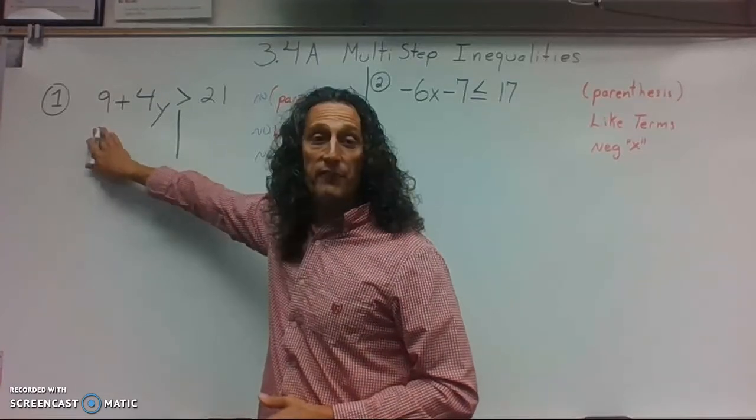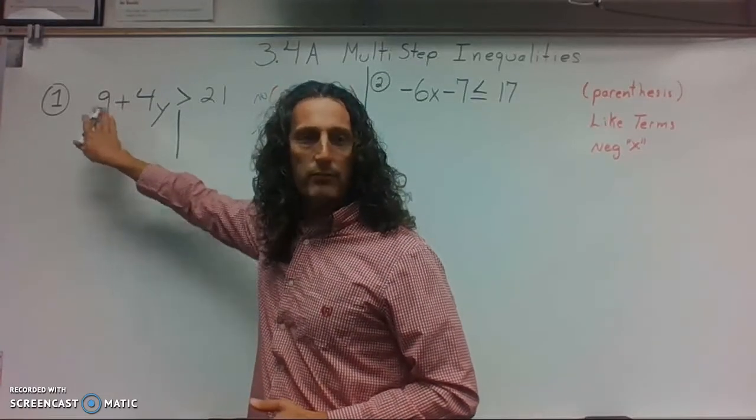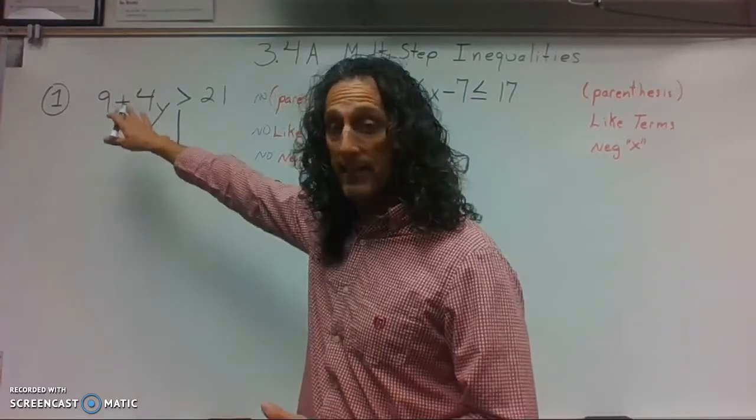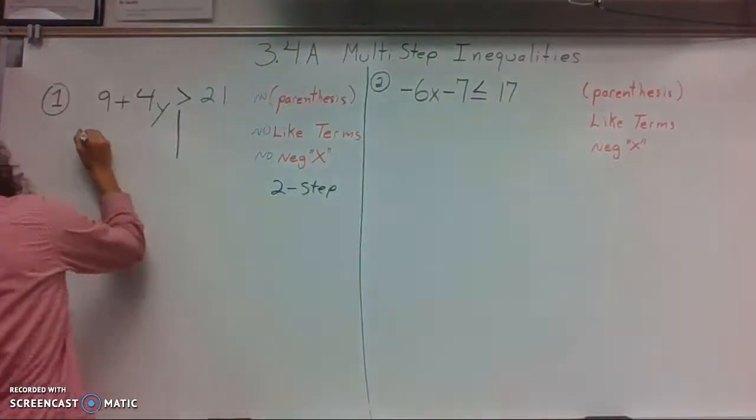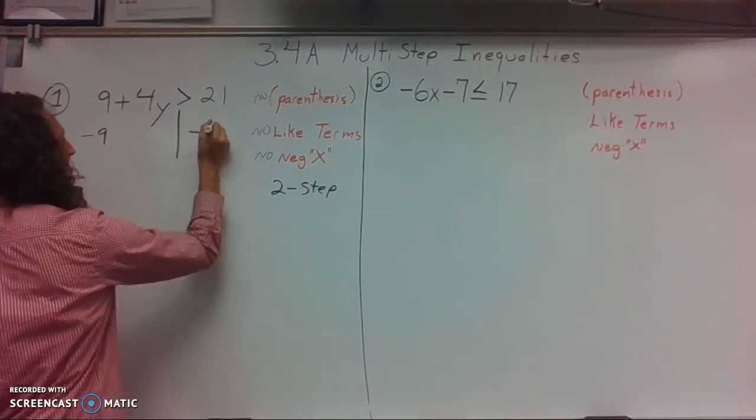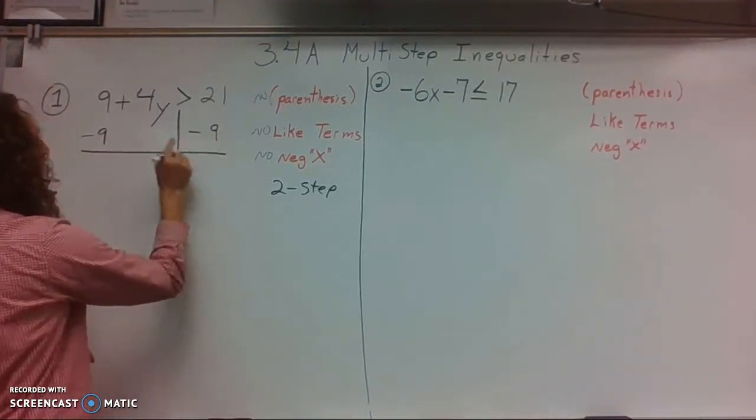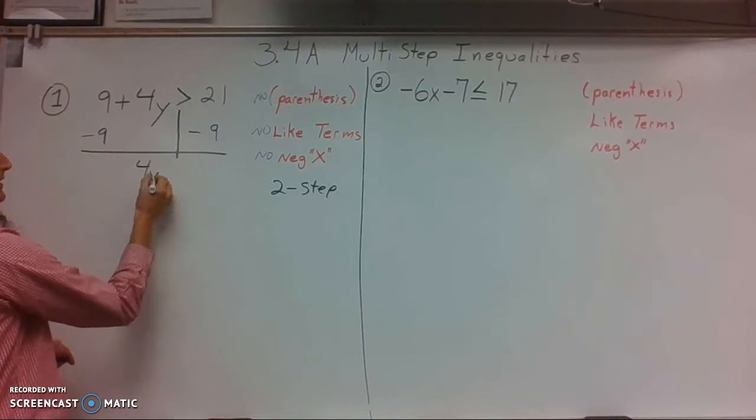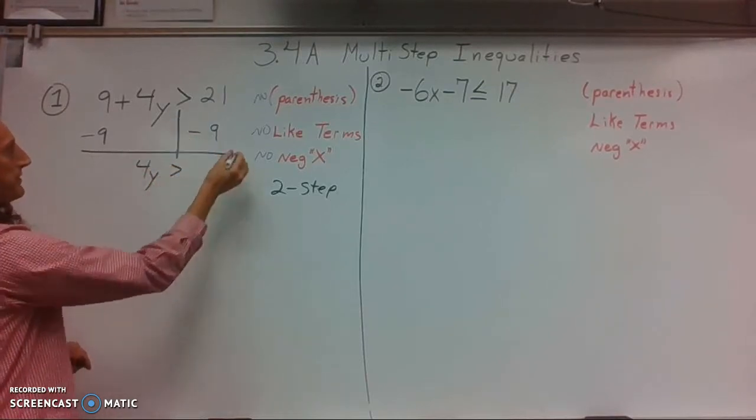I'm going to get rid of the 9 first because there's a gap, right? He's furthest away. That's the easiest person to get rid of. So I'm just going to go minus 9 because he's a positive 9. So minus 9 from this side. Be careful, this is just a 4y. You don't have to drop down the plus sign. Drop down my inequality sign.